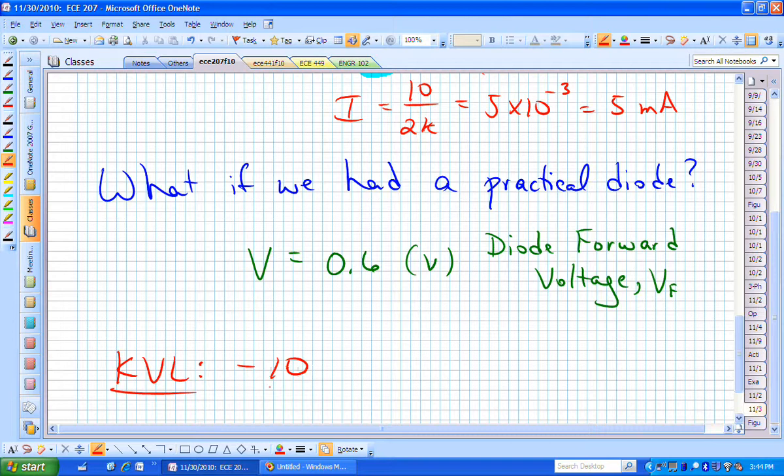It was minus 10 volts. We're going through that source. Now we have the voltage dropped across the 2K resistor, and we also have our voltage dropped across the diode.